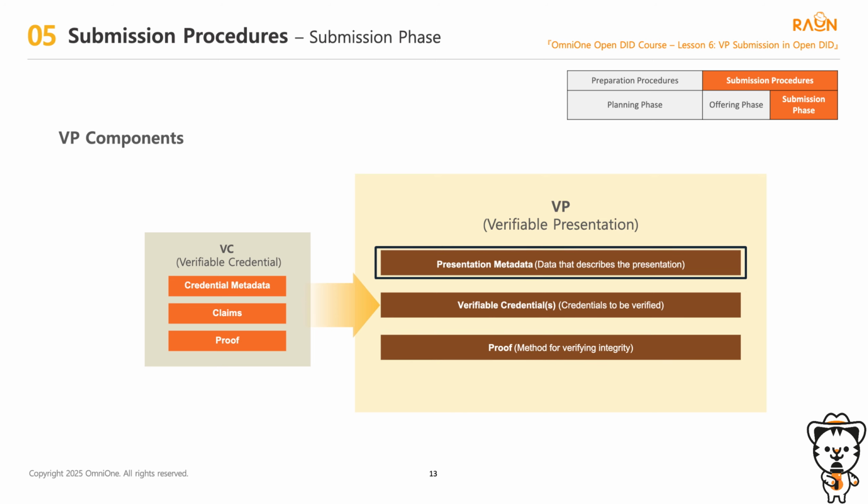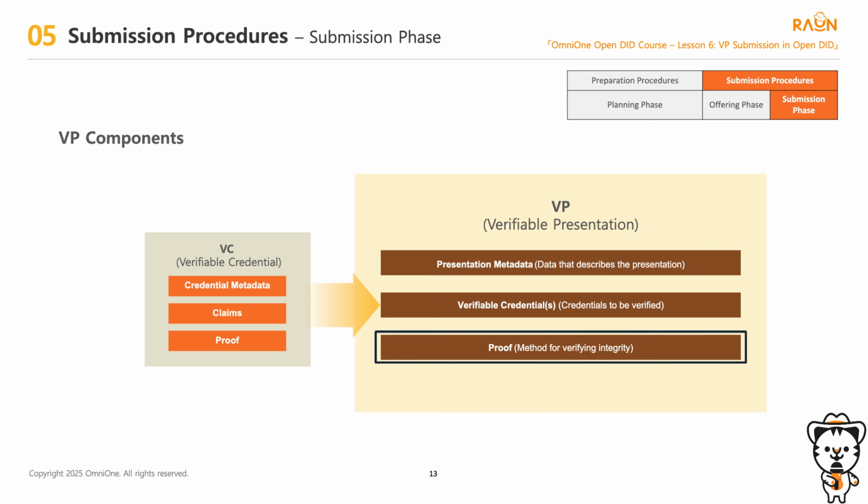First, the presentation metadata is, literally, the area where meta information about the VP is stored. For example, the VP's submission time, expiration date, and schema information are all part of the metadata. Next, the proof is, as the name implies, proof information. It's information that guarantees that the submitted VP was indeed submitted by a trusted user. This includes the wallet's digital signature information. And if the signature is verified using this proof, it confirms that the VP was submitted by the correct sender.